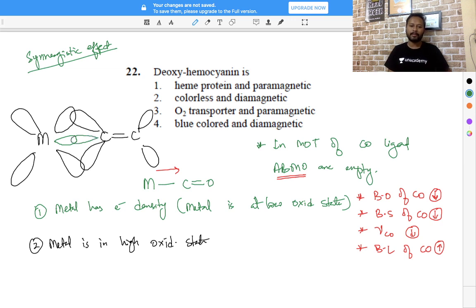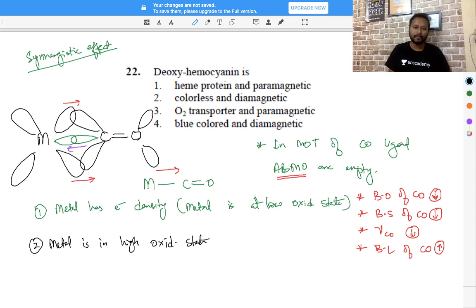Now if the metal is in high oxidation state, earlier the electron density was shifted from the d orbitals of the metal to the carbonyl ligand. But if the metal has high oxidation state, the reverse will happen: electron density will come from carbonyl towards the metal. And this will do all the reverse of it. The bond order of CO will increase, carbonyl frequency will increase, and bond length will decrease. So all this will happen if the metal is in high oxidation state.